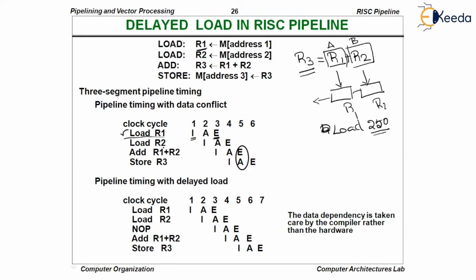So when it comes to load R2, in the first stage, that is instruction fetch, the instruction will get fetched. In the second stage, the instruction will be decoded, and finally the ALU operation is going to be performed. Finally, right after the E stage, that is at the fourth clock cycle, R2 is going to have its value from a memory location. That is, after the third clock cycle, R1 will get its value. After the fourth clock cycle, R2 will get its value.